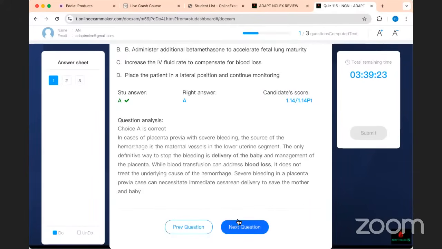This is the explanation. In case of placenta previa with severe bleeding, the source of the hemorrhage is from the mother, right? The only way you can stop the bleeding is delivery of the baby, not giving them blood. You can transfuse them, you can give them fluid. It's not going to work. Of course, they're not going to push the mommy to surgery right away. They will need blood as they go in there. But prepare for it in this situation. This is the likely position.